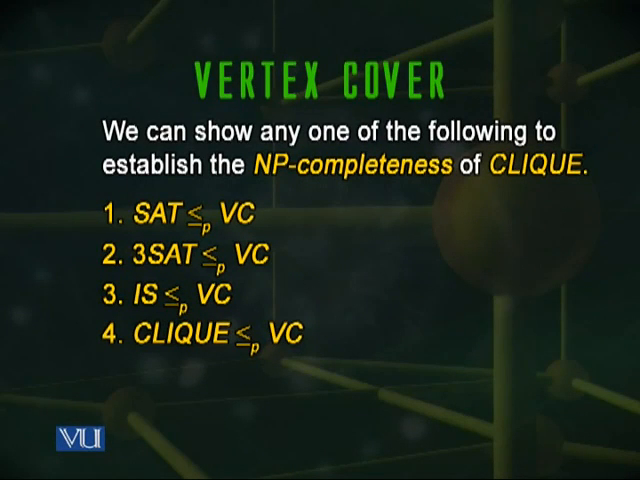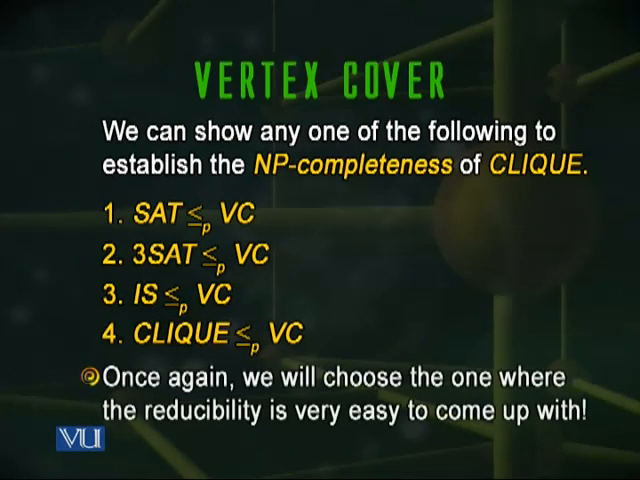We can either show that SAT is polynomial time reducible to vertex cover. We can try to show 3-SAT is polynomial time reducible to vertex cover. We can try to show independent set is polynomial time reducible to vertex cover. And we can also try to show that clique is polynomial time reducible to vertex cover. Once again, here you should choose the problem that you think will make your reducibility easy to come up with.